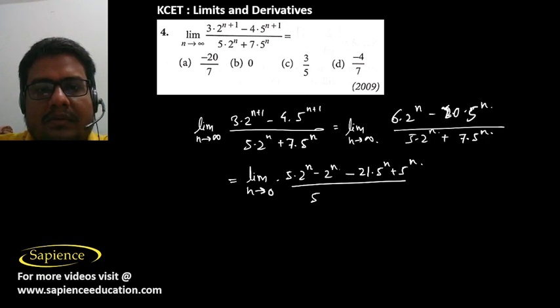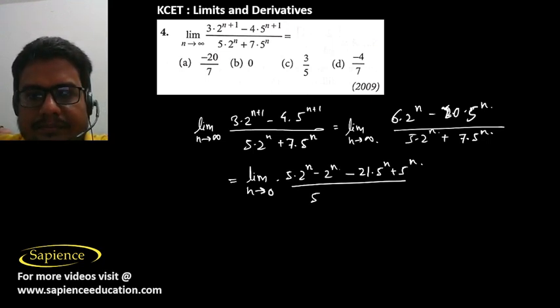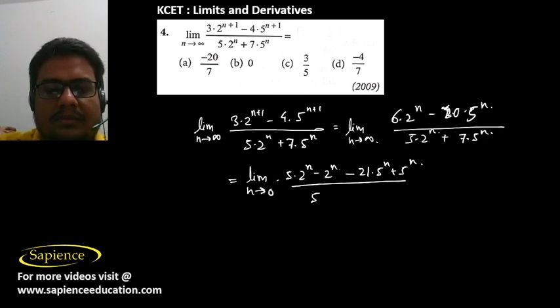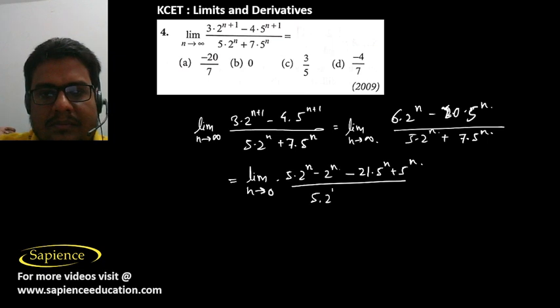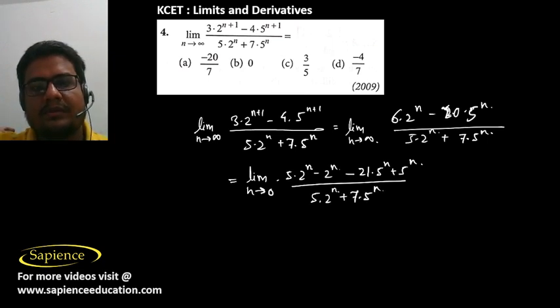So it is in the infinity by infinity form. Minus 1 is 5 power n into 21 minus 1, into 2 power n into 7, 5 power n.